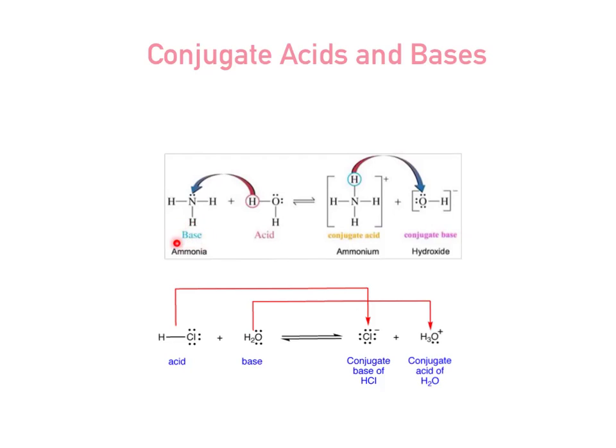For each base that we have on this side, and we know it's a base because it accepts a proton, and we can see going from NH3 to NH4, it has accepted a proton. Each base will have its conjugate acid, because if we look over on this side, when these react with each other to go back and form this, the hydrogen comes from the NH4 and goes to the OH to make this H2O. So that makes this an acid now because it is donating a proton. So for each base, we'll have a conjugate acid.